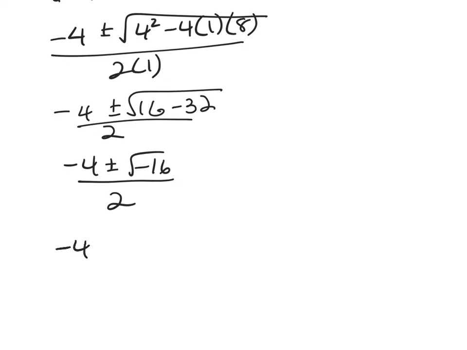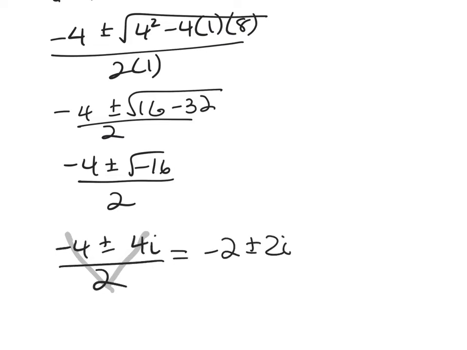Once I break down the square root of negative 16, I get 4i. Now I can simplify, because this 2 needs to simplify with both. So then I'm left with negative 2 plus or minus 2i. I don't need to check that.